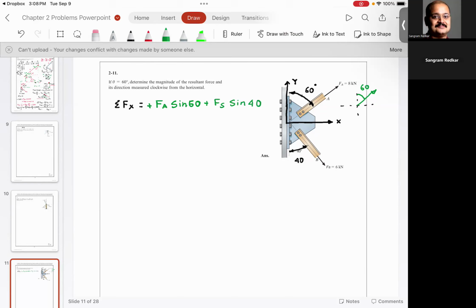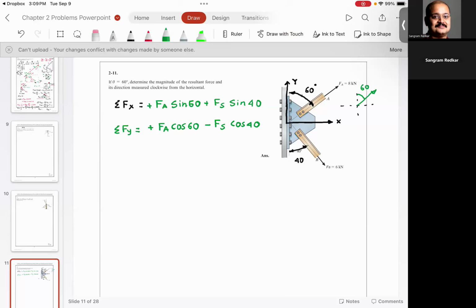Now the summation of forces in the y direction. Now you have FA cosine theta, which is plus FA cosine of 60, and you can see that the cosine component of FA is in the same direction as positive y. On the other hand, if you look at the cosine component of FS, it is in the opposite direction of y, so you have minus FS cosine 40.